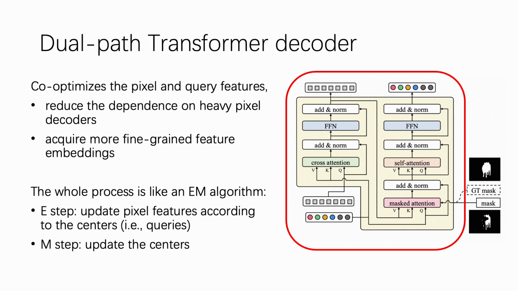The second technique is dual path transformer decoder. This technique co-optimizes the pixel and query features in the transformer decoder, aiming to reduce the dependence on heavy pixel decoders and meanwhile acquiring more fine-grained feature embeddings. The whole process is like an expectation maximization clustering algorithm. E-step: update pixel features according to the centers, that is, queries. M-step: update the cluster centers.